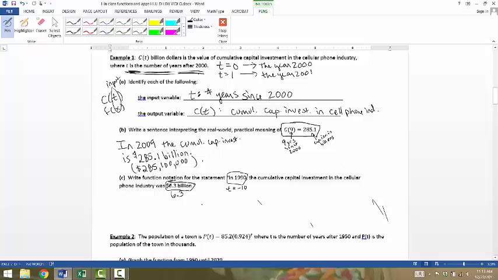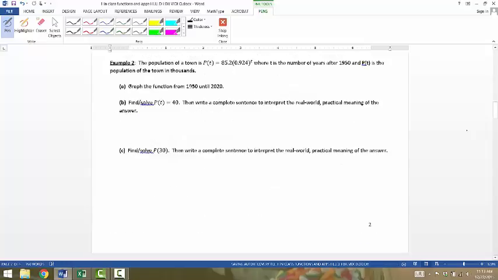So as a statement, we write C of negative 10 equals 6.3. As a second example, this time they give us this function P of t, 85.2 times 0.924 raised to the t power. And they say t is the number of years after 1950. P of t is the population of a town in thousands.